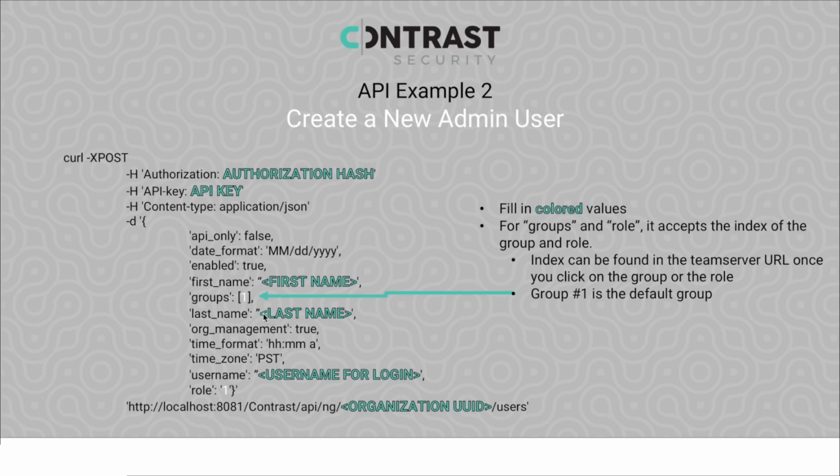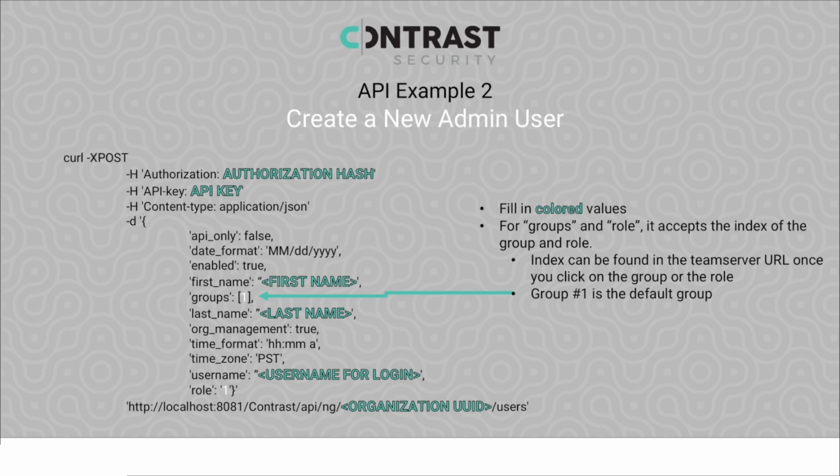The next one we need to specify is last name. Organization management, time format, and time zone are all pretty self-explanatory. Username is the username that this user will log in with. So this is most likely going to be their email, but you can change that here if you'd like to. And the last field is the role. So the role, again, same as groups, is just the index of the role that we'd like to assign to this user.